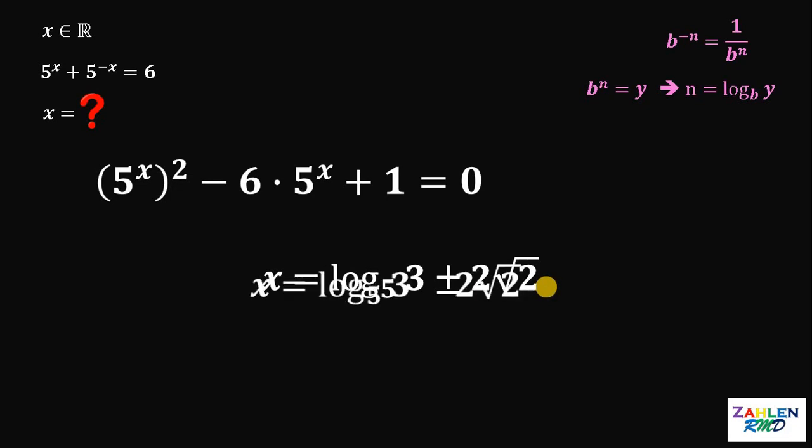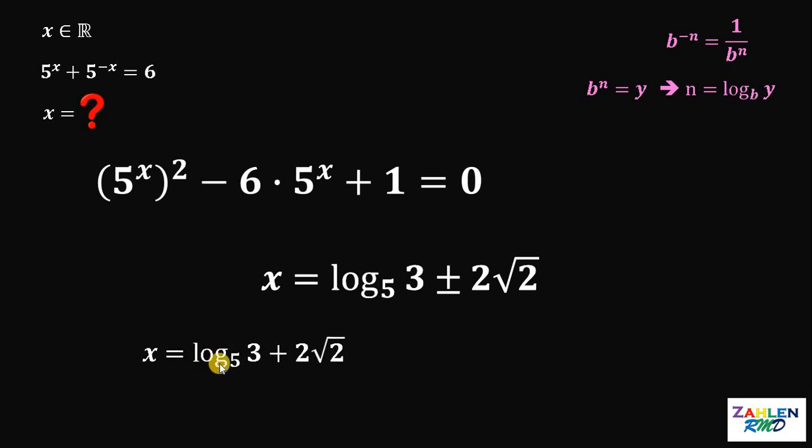The first one is x equals logarithm of 3 plus 2 square root of 2 to the base of 5, or it can be logarithm of 3 minus 2 square root of 2 to the base of 5. Now take note that 3 minus 2 square root of 2 is greater than 0. Therefore, this is valid. Thus, we have two possible values for x.